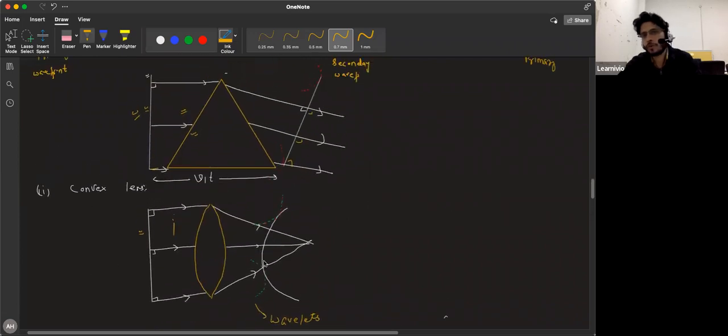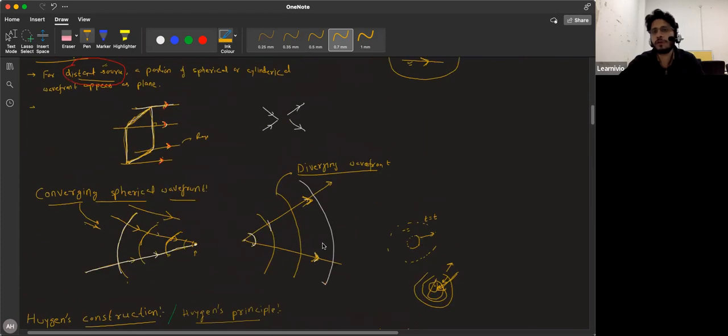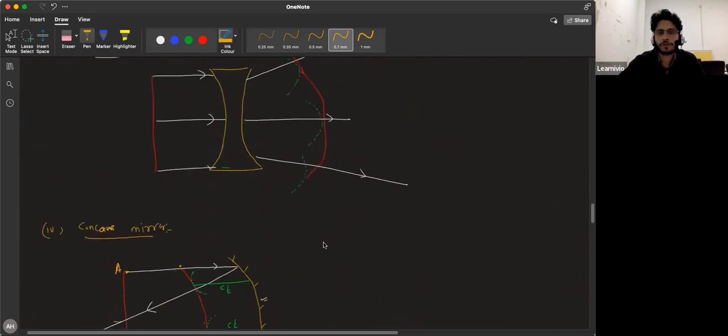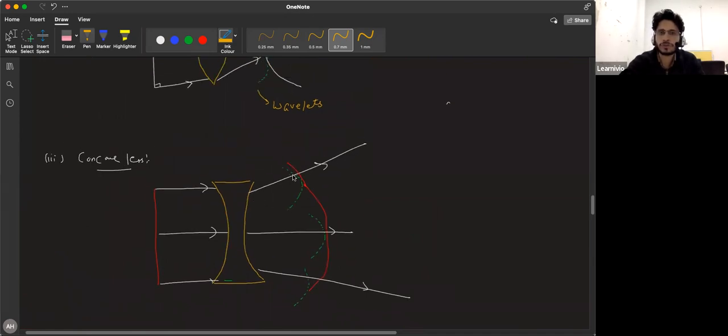Next, similarly, instead of a convex lens, if I take a concave lens, then the concave lens will not converge. A concave lens actually diverges, and this is the shape of your diverging wave. So when the wave passes through the concave lens, it will diverge. This is the diverging wavefront, your secondary wavefront, and this is the primary wave. And this is the secondary wave.